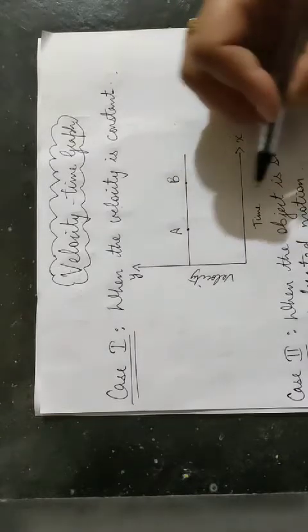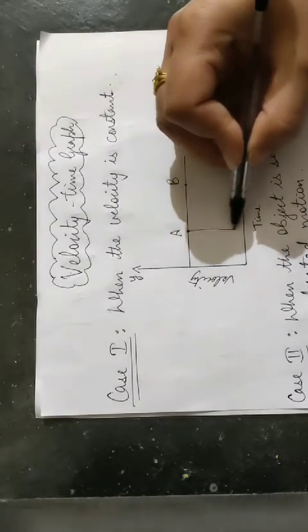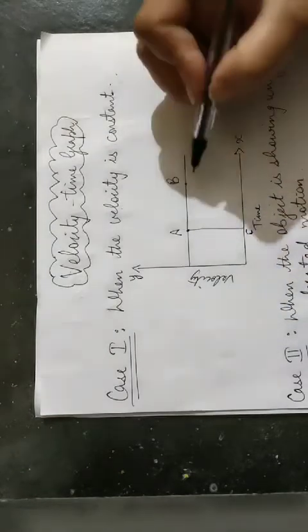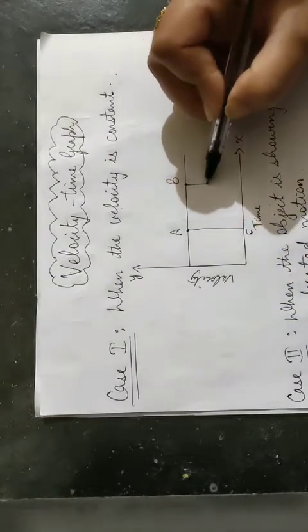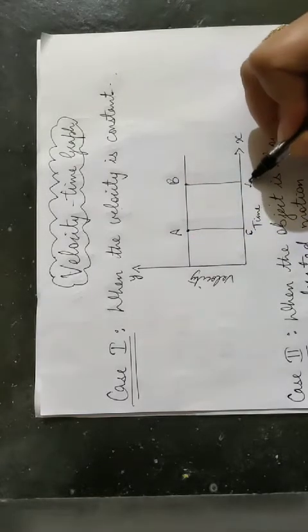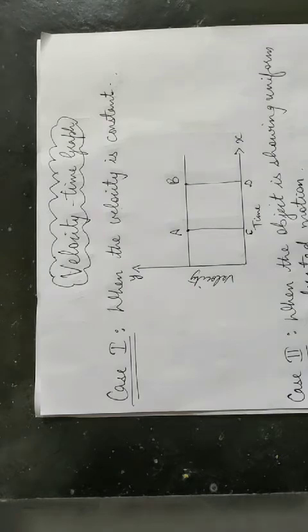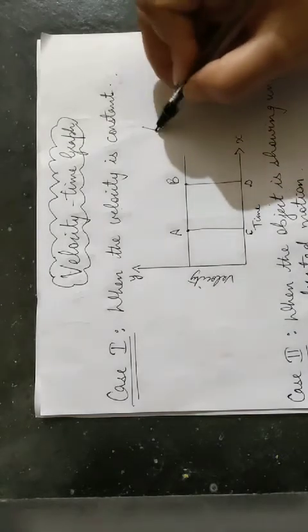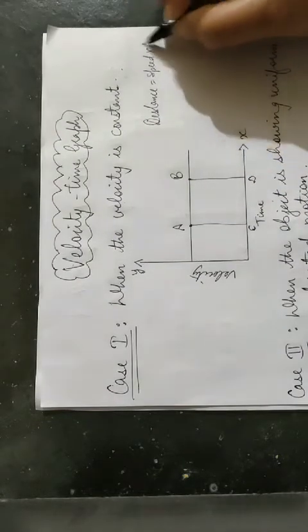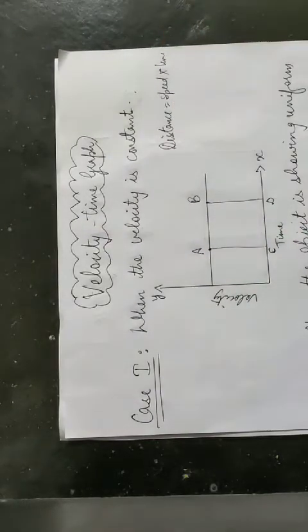Now, we would draw a line perpendicular to the x-axis from A. Let this point be C, and a line perpendicular to the x-axis from point B. Let this point be D. Now, we know that distance is equal to, what is distance? It is equal to speed into time. Now, distance is represented as S.